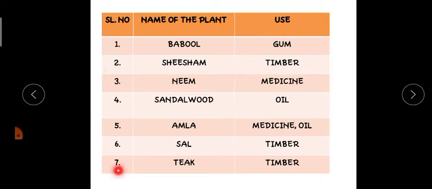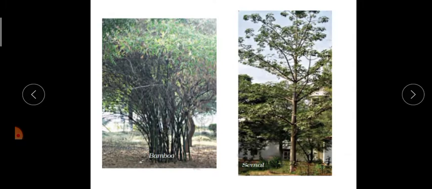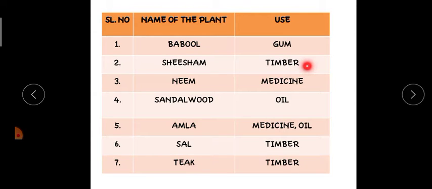Now children, let us look at a list in which you will find the name of the plant and its use. Here we will write down the names of different types of forest plants and their uses. Number 1 is babul. Babul is a type of tree from which we can obtain gum. Shisham, as we showed in the picture, is a very famous tree from which you can get timber. Timber means wood. Neem is always used for medicine. Next, sandalwood, which means chandan. Chandan we use for oil.